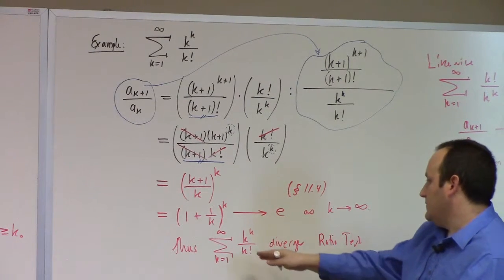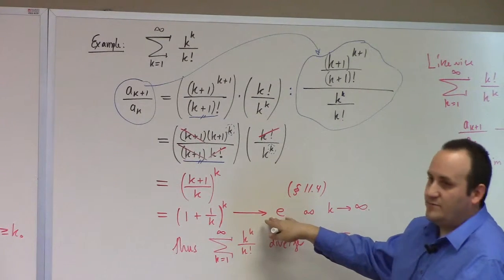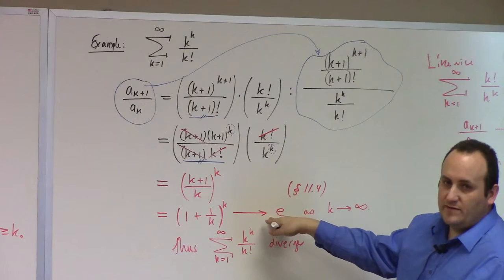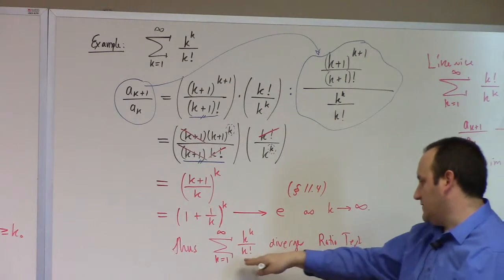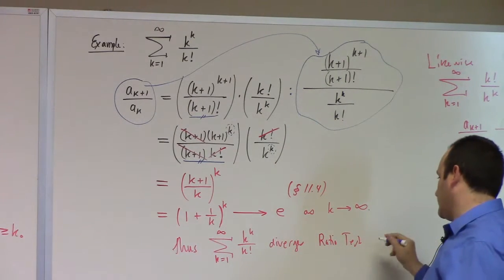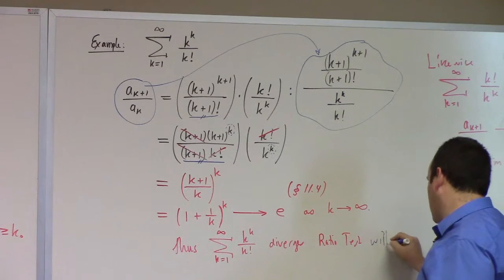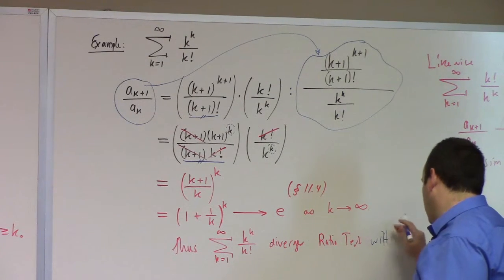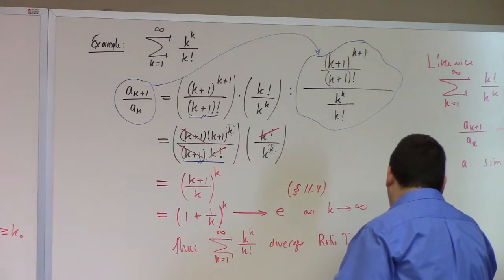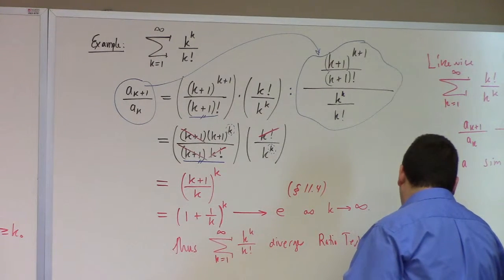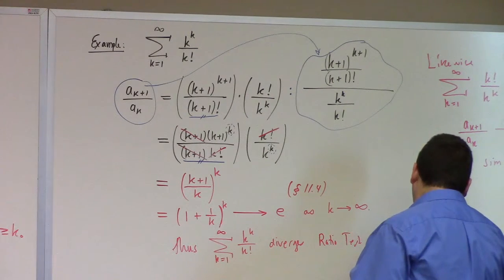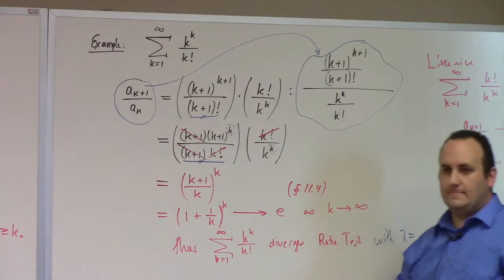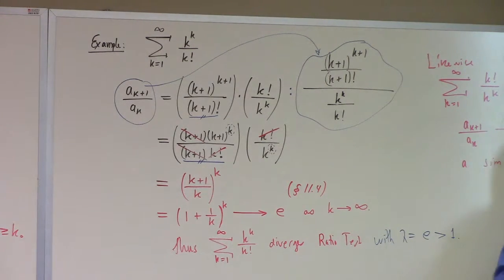Okay, so what have you got? e is bigger than 1, so the ratio is larger than 1. Therefore, this diverges by the ratio test with lambda equals e, which is, of course, greater than 1. I like this example a lot.